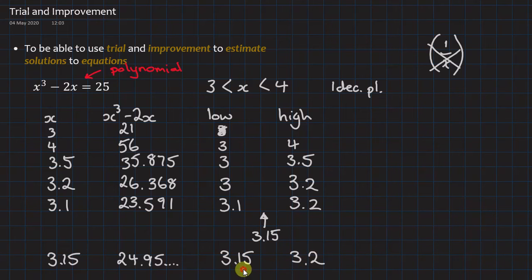All of these numbers in here all round to 3.2, to 1 decimal place. So that is my estimate. 3.2 is an answer to that equation.